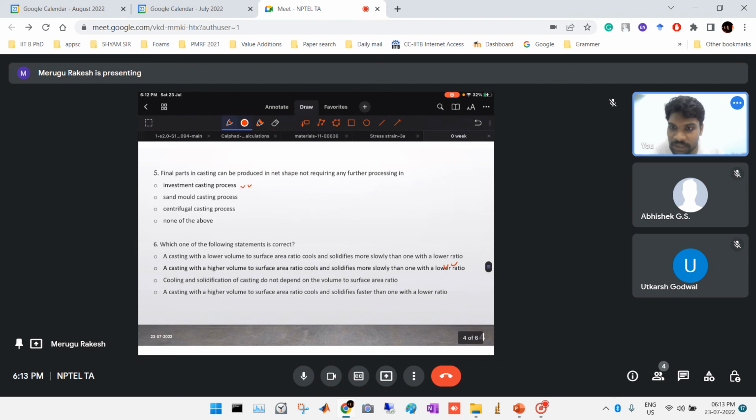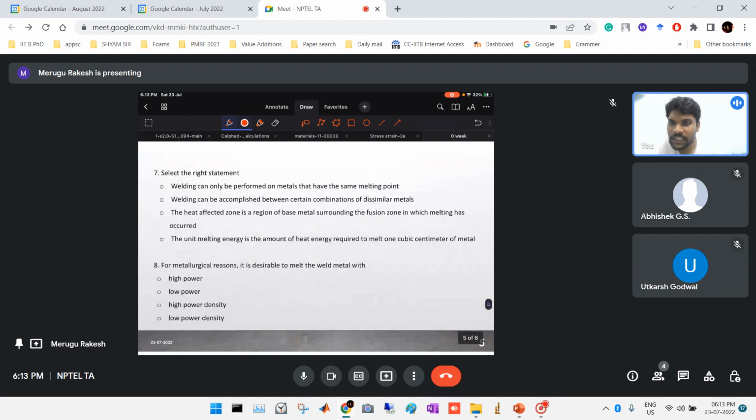Let us see the third option. Cooling and solidification of casting do not depend on the volume to surface area. It's false, because it will depend in the given circumstances. A casting with a higher volume to surface area ratio cools and solidifies slower, which is opposite to option B, which is wrong.